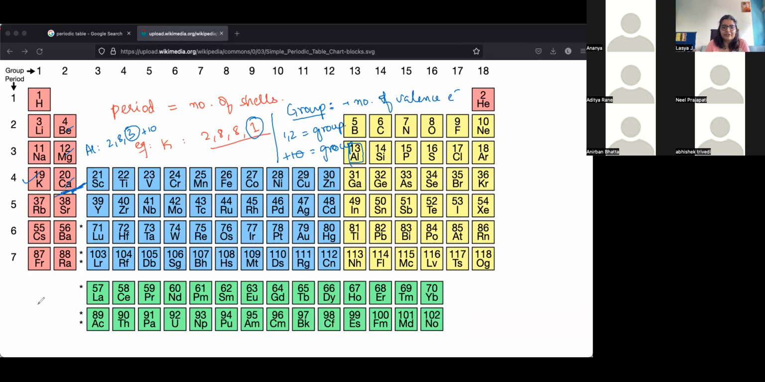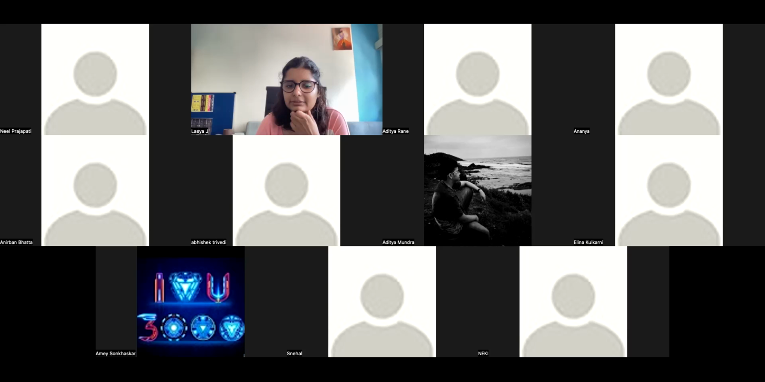For example, if you have to figure out silicon, can you tell me which group silicon is in? I'm going to stop sharing. Predict which group silicon is in, then I'll project the periodic table and we'll see if you got it correct or not. Send it on chat.